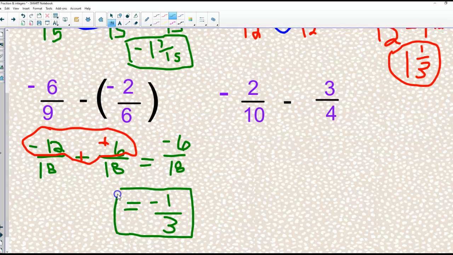Okay, last problem here. So why don't we try this one on your own? Take a minute and pause, and let's see if your answer is the same as mine.